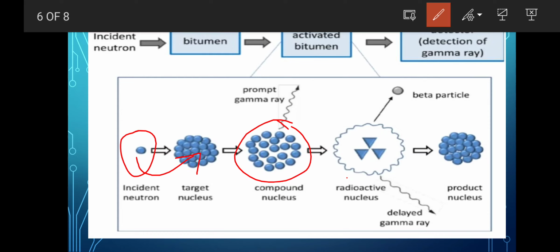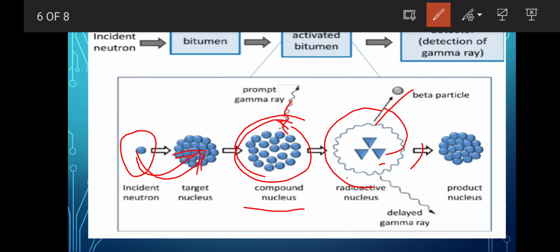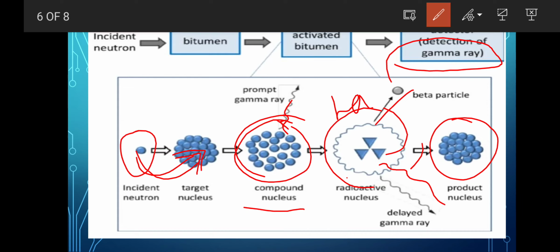Here also it happens the same way. Whenever one extra neutron is given, the compound nucleus is formed. Then they give out prompt gamma rays, and beta rays are also given. It becomes a radioactive nucleus, and gamma rays are given out. Then the half life is recorded in a detector, which is attached to it. All the gamma rays are recorded, and it is again brought to the ground state, which will be the product nucleus.